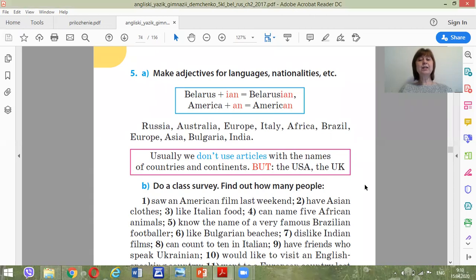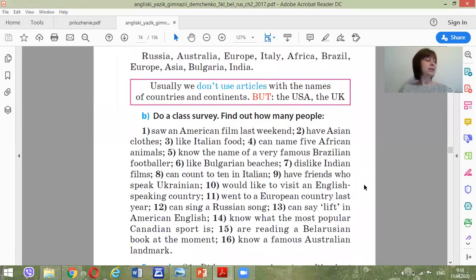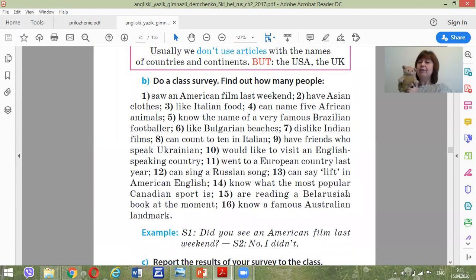And the last exercise for today is exercise 5B. In this exercise, you need to ask and answer questions. And my friend Freddy will help me to answer these questions. So Freddy, are you ready? Yes, I am. Let's read the example first. Freddy, did you see an American film last weekend? No, I didn't.